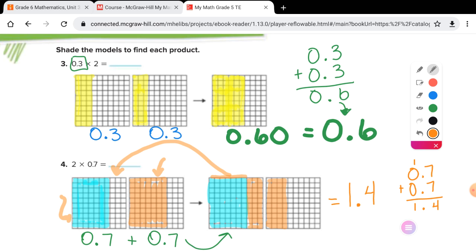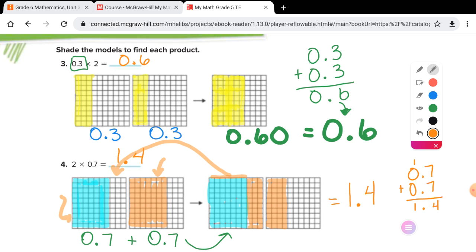Now, let's look at the problems and let's look at the answers to see if we can come up with a rule that may work. Because pretty soon both numbers are going to be decimals, and that's a little bit harder to model. It's not that it's impossible. So it's easier just to know the rule, okay? So we said 0.3 times 2 was 0.6. We said that 2 times 0.7 is 1.4.